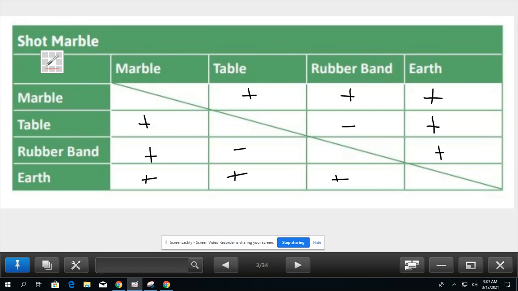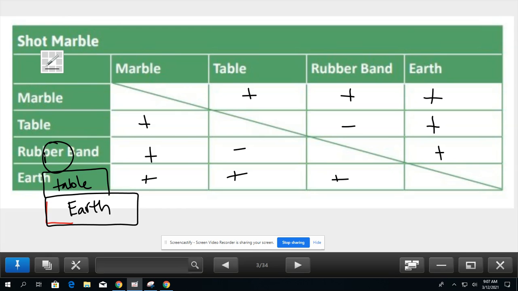Now that you've had a chance to try your own free body diagram, let's see how you did. Okay, so we're going to draw from the bottom up. So I'm going to start with Earth. Let's do a different color. Start with Earth at the bottom. On top of Earth is the table. On top of the table is the marble. And touching that marble is a rubber band.